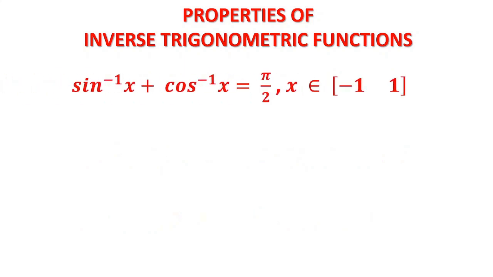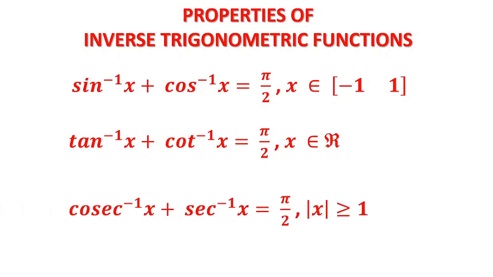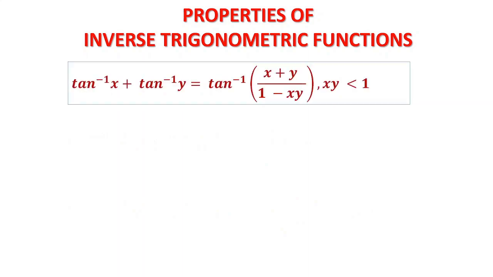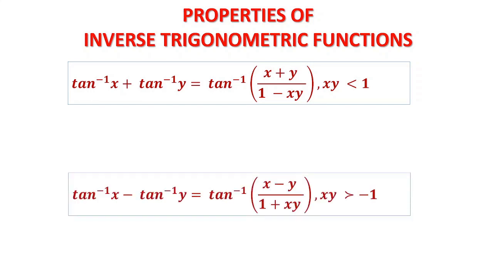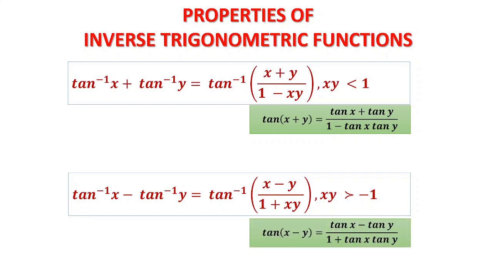Okay. Another property is sin inverse x plus cos inverse x is pi by 2. Similarly, tan inverse x plus cot inverse x is pi by 2. Cosecant inverse x plus secant inverse x is pi by 2. Another interesting property: tan inverse x plus tan inverse y is tan inverse of (x plus y) by (1 minus xy). Similarly, tan inverse x minus tan inverse y is tan inverse of (x minus y) upon (1 plus xy). These formulae are derived from our tan (x plus y) and tan (x minus y) formulae only.